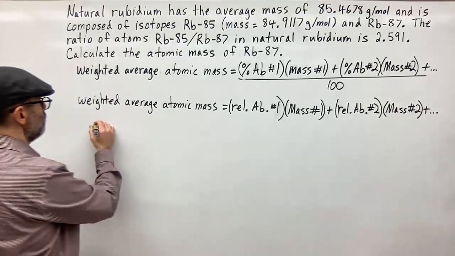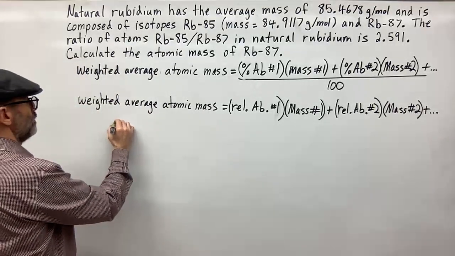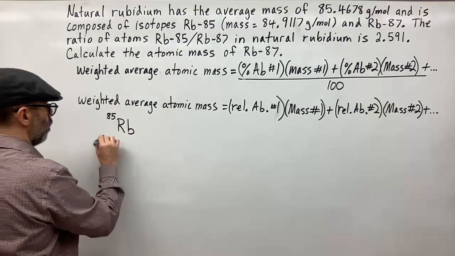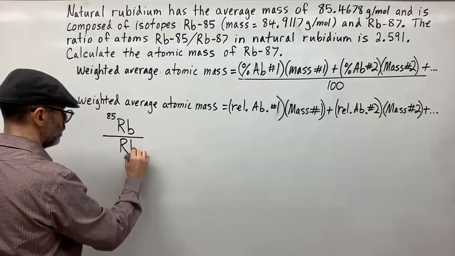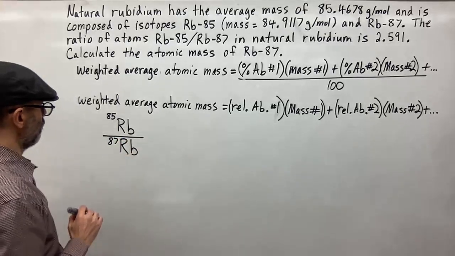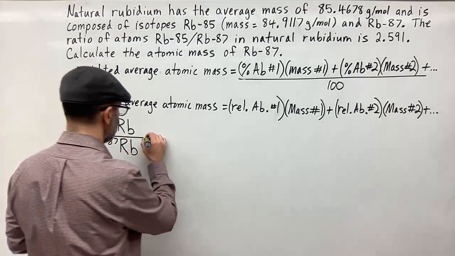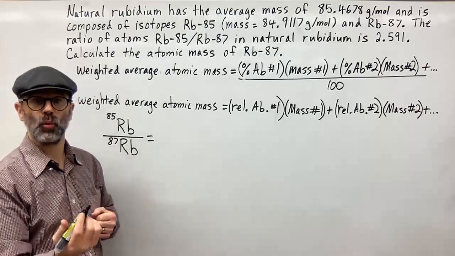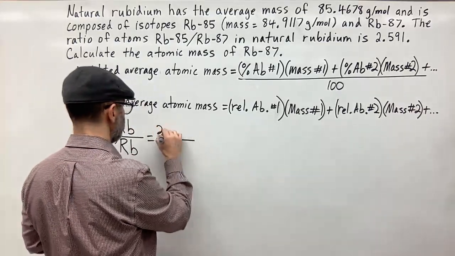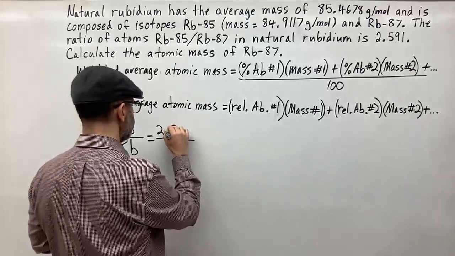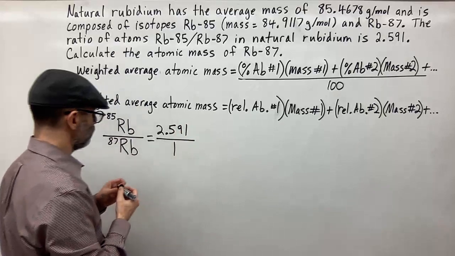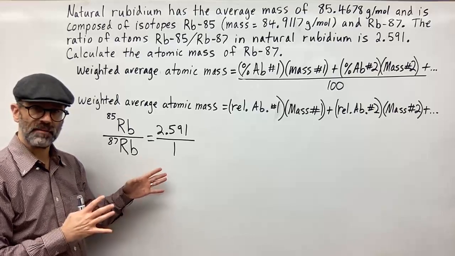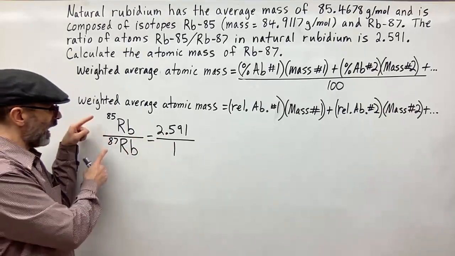So what do I mean by that? Let's write it out. So if I have my fraction, Rb-85 over Rb-87. So that ratio they're telling us is 2.591. Well, that's the same as 2.591 over 1, right? So they're giving us that ratio. Okay, you with me so far? Okay. So I have this ratio.